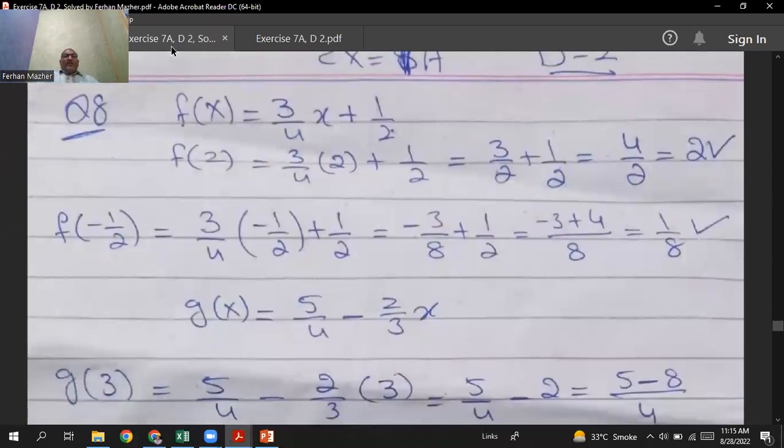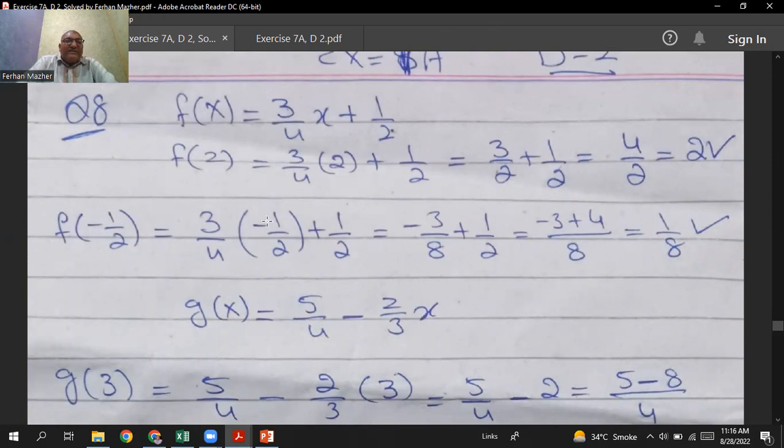So this is question number 8 of exercise 7A. And they are asking me to find out the value of that. The f of x is 3x plus 3 by 4 and into x, and then you have plus 1 by 2. So f of 2 is the first question. So it will be 3 by 4 into 2 plus 1 by 2. So 3 by 2 plus 1 by 2. And you will have 4 by 2, and that will be 2.